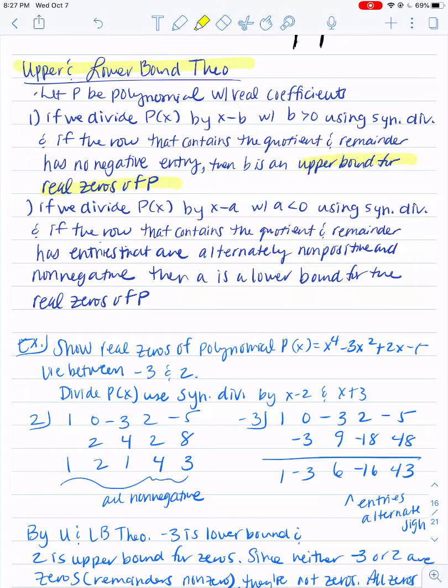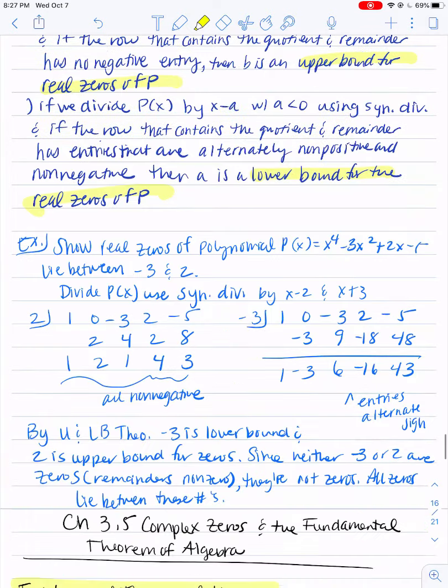If we divide P of x by x minus A with A less than or equal to 0 using synthetic division, and if the row that contains the quotient and remainder has alternate non-positive and non-negative entries, basically saying it has positive and then switches to negative, then A is a lower bound for the zeros of P.